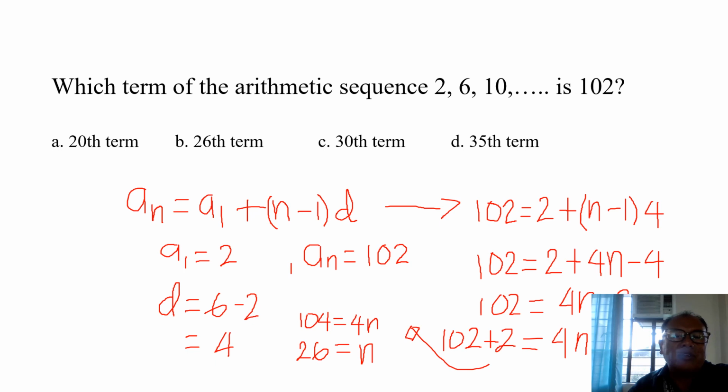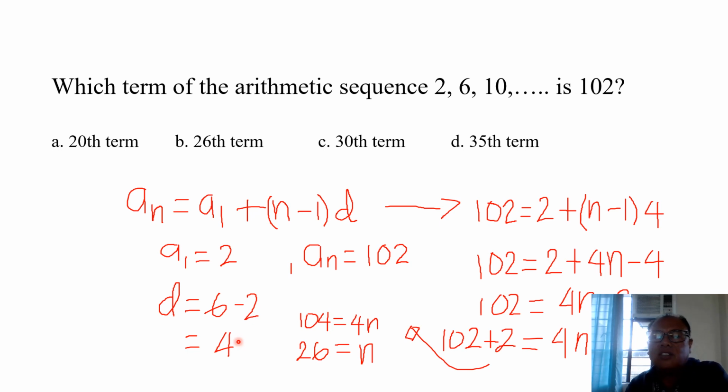But we need to collect first what is given in the problem. So our first term, or a1, is equal to 2, and our a_n is 102. And for the common difference, we're going to take 2 and 6. So that is second term minus the first term, 6 minus 2, which is equivalent to 4.